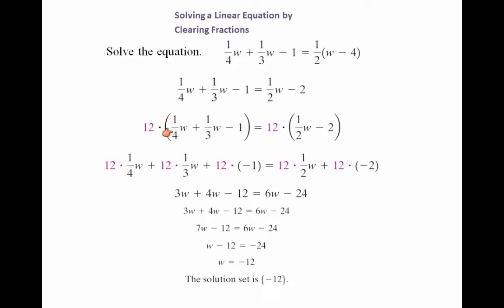12 times 1/4 would be 3. So the first term becomes 3w. 12 times 1/3 would be 4. So the second term becomes 4w. Remember, we need to multiply each term by 12. -1 times 12 becomes -12. 12 times 1/2 w, that gives me 12 divided by 2 is 6, 6w. 12 times -2 gives me -24.